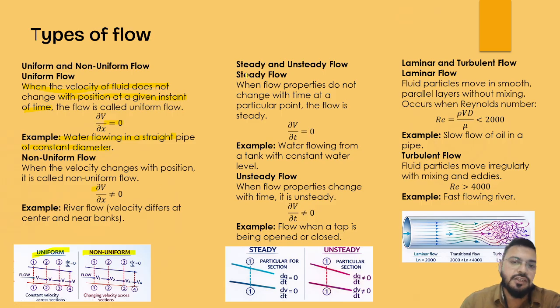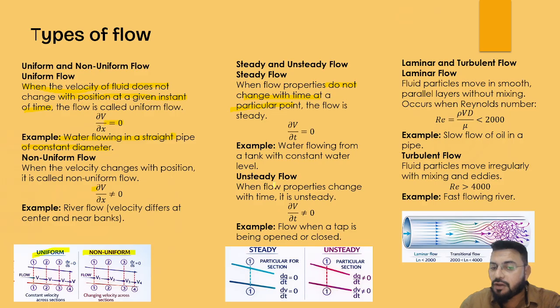Now steady flow and unsteady flow. When the fluid properties do not change with respect to time at a particular point, the flow is said to be steady flow. Example, del V by del T is equal to 0. Here in the numerator, in uniform flow, it is del X, which represents position, and here it is del T, which represents time. Example, water flowing from a tank with constant water level.